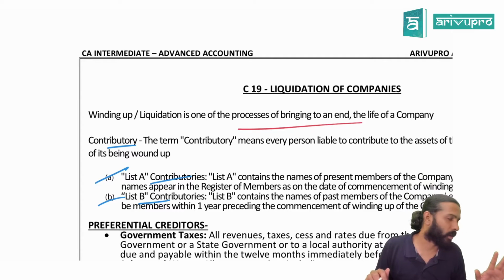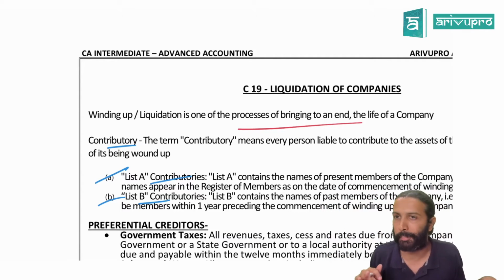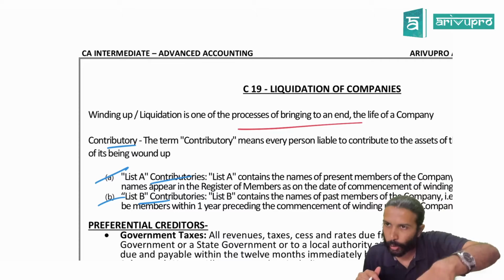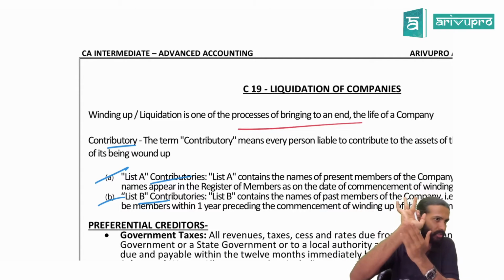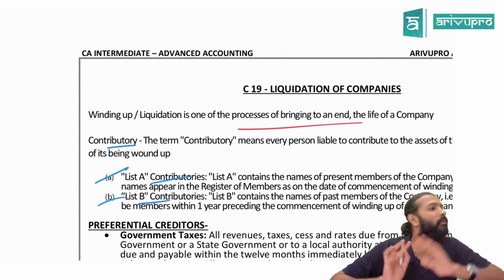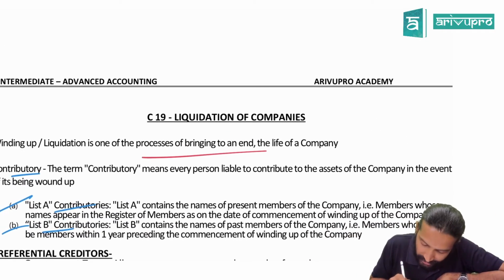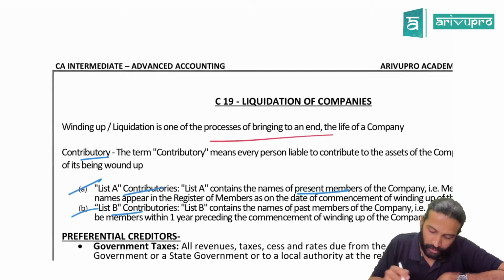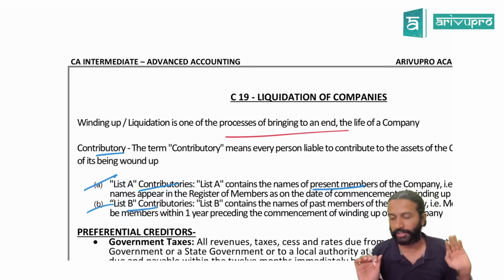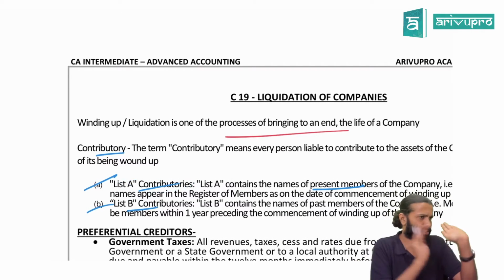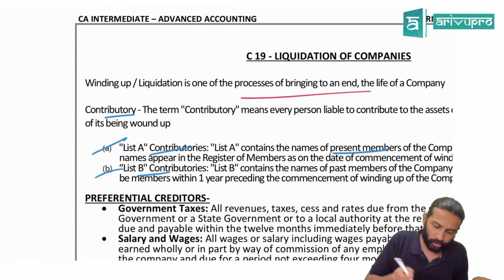List A contributories are present members of the company. Present equity shareholders, whoever owns equity shares of the company right now, we call them List A contributories. Basically, present members of the company are List A contributories. Easy. Whoever has the shares right now. Fine.